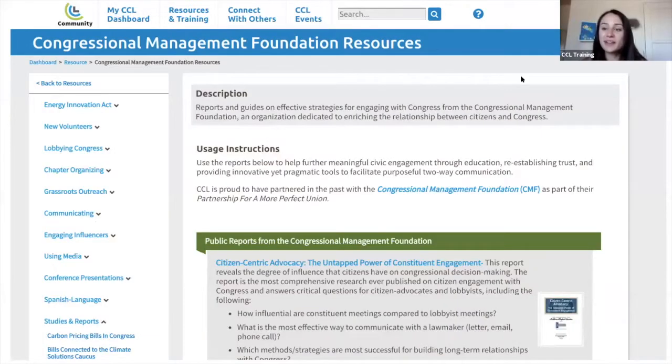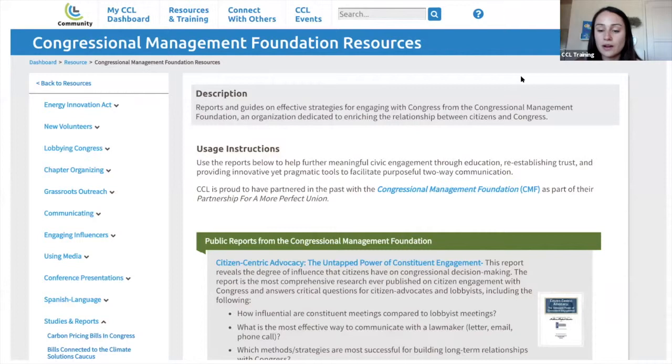Yes, so just really quickly, we wanted to talk a little bit more about the Congressional Management Foundation, which is where Taylor got that information on those last 2 slides. The Congressional Management Foundation is a really great organization that collects information about how citizens interact with Congress and how they can do it most effectively. And we do have some resources from them on community. So if you go to community under resources, you'll find the Congressional Management Foundation.